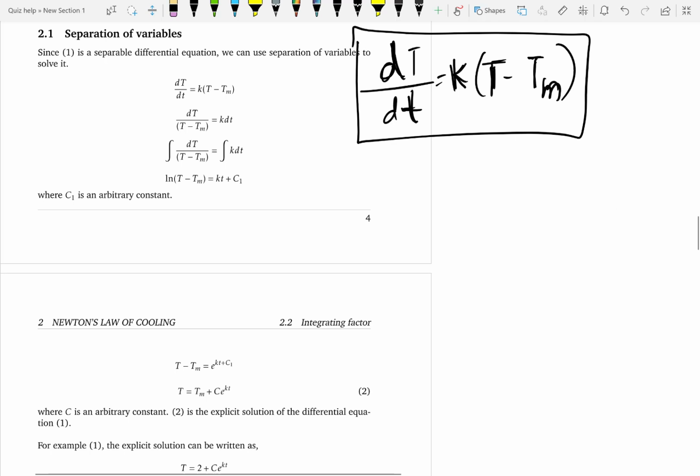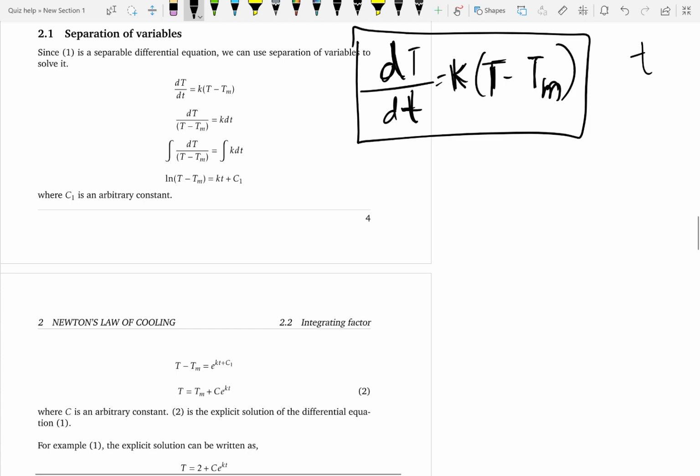Another thing is, is this an autonomous differential equation? This is an autonomous differential equation because the right hand side is only made up of the dependent variable, or you cannot see the independent variable explicitly. Here the independent variable is time, simply t, and you don't have it on the right hand side. Okay, so this is an autonomous differential equation.